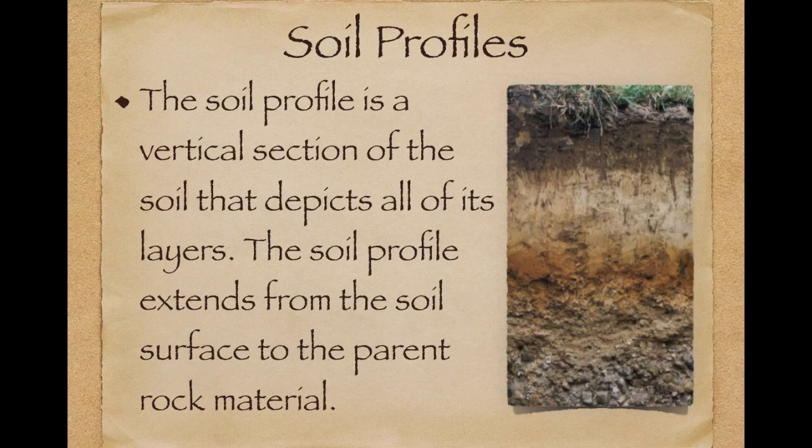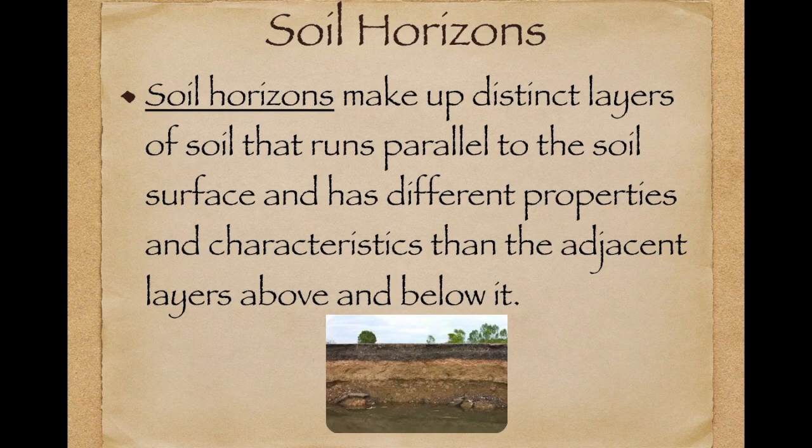Now, a soil profile is a vertical section. Remember, vertical goes up and down. That depicts all of its layers. So there's multiple layers in a soil profile, and we're going to take a look at those in just a little bit. Now, soil horizon is different from a vertical profile. This is going to be more dealing with side to side, okay, each layer running parallel. So if I look at each horizontal layer, that's going to be a soil horizon. But if I look at all of them, stacked on top of each other in a vertical up and down, then that would be the soil profile.